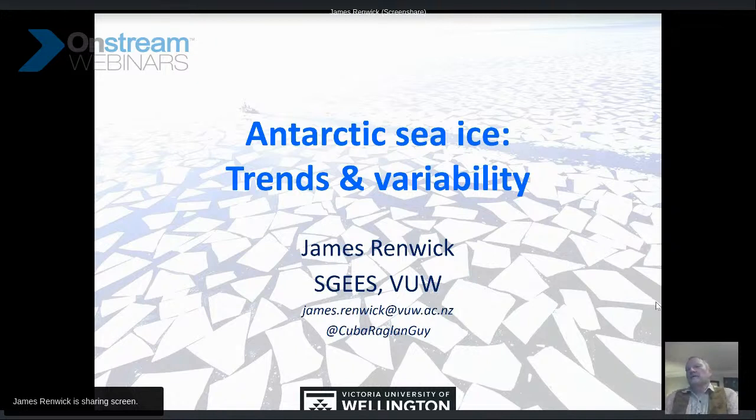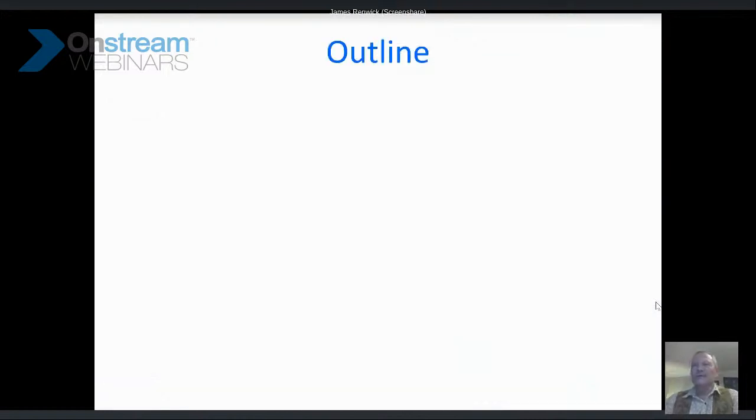So the topic of the talk this evening is Antarctic sea ice, trends and variability. And trends, or the lack of them, has been a big topic of interest for a long time now. And the contrast between what's happening around the Antarctic coast and what's happening in the Arctic couldn't be more different, really.